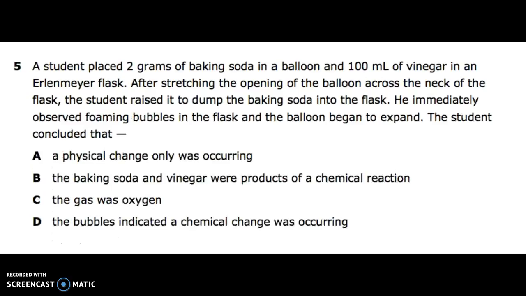Number 5, a student placed 2 grams of baking soda in a balloon and 100 milliliters of vinegar in an Erlenmeyer flask. After stretching the opening of the balloon across the neck of the flask, the student raised it to dump the baking soda into the flask. He immediately observed foaming bubbles in the flask, and the balloon began to expand. The student concluded that A, a physical change only was occurring, B, the baking soda and vinegar were products of a chemical reaction, C, the gas was oxygen, and D, the bubbles indicated a chemical change was occurring.